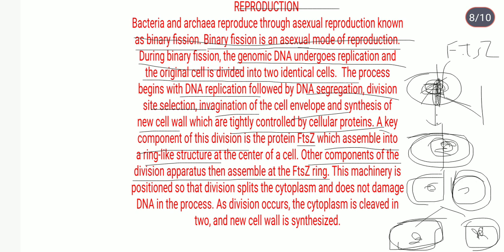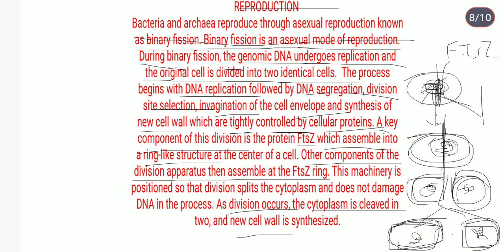and does not damage DNA in the process. So that division splits the cytoplasm, and in this process the DNA molecule is not damaged. As division occurs, the cytoplasm is cleaved. When division occurs, the cytoplasm is separated and cleaved, and forms two cells. And the new cell wall is synthesized. You can see this new cell wall is synthesized.